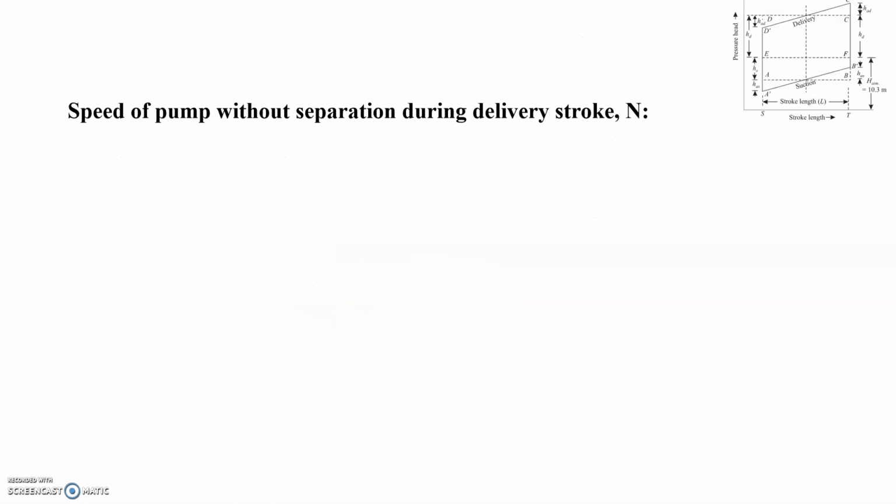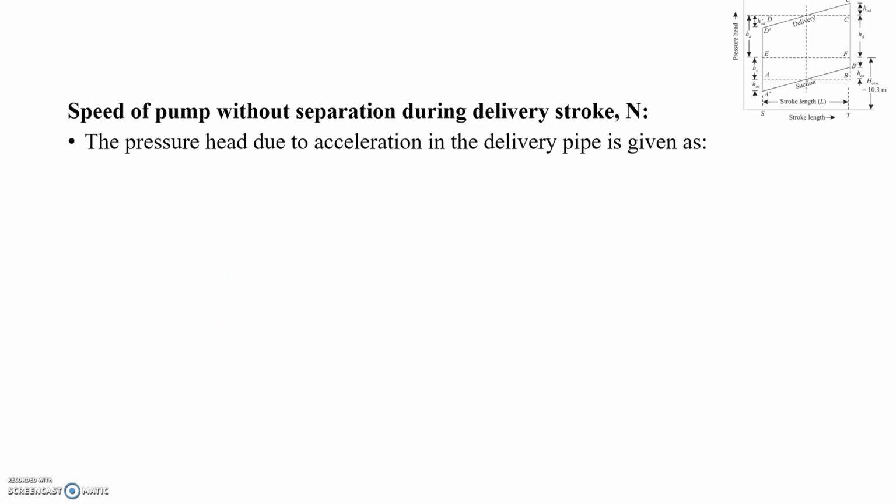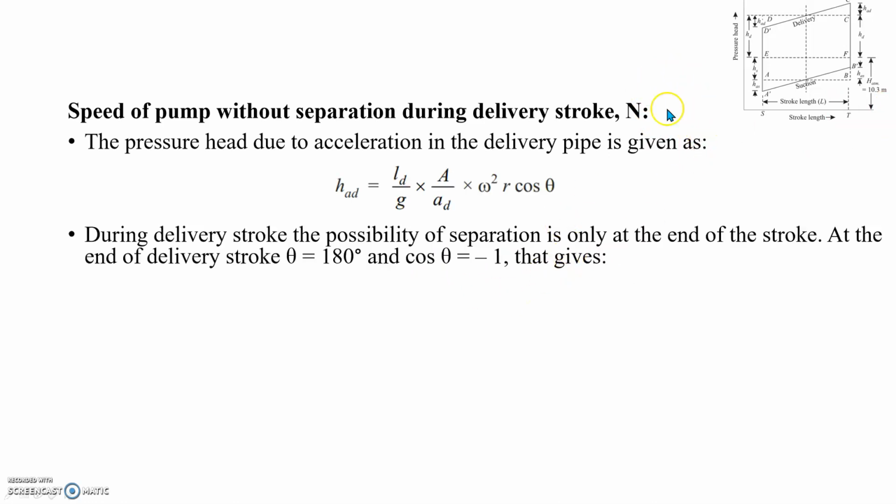Now let's consider speed of pump without separation during delivery stroke. The pressure head due to acceleration in the delivery pipe. This is the equation. And the possibility of separation is at the end of delivery stroke. So we substitute theta equal to 180. Delivery stroke starts from here. Here theta equal to 0. Here theta equal to 90. Here theta equal to 180. So chances for separation is at D dash. So we substitute corresponding value theta equal to 180.